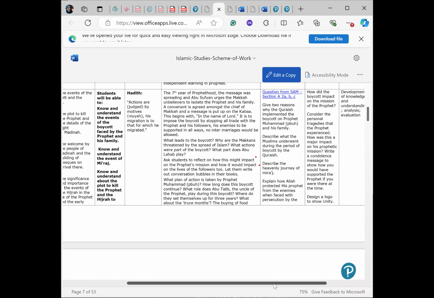Again, questions that you could use to bring more explanation within the classroom. And things for them to reflect on: how did the boycott impact the mission of the Prophet? So the boycott on Muslims, how did it actually impact the mission? They could write a condolence message to show how they would have supported the Prophet if they were there at that time. So making them think. That way it becomes an engaging task for them, and they're learning through that.